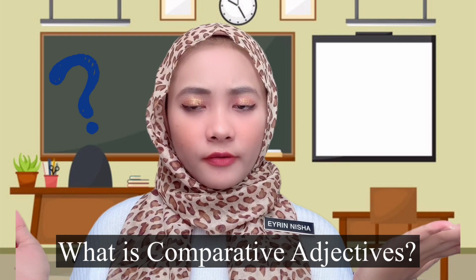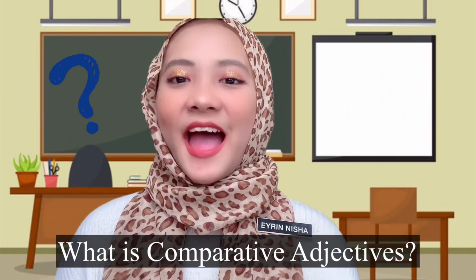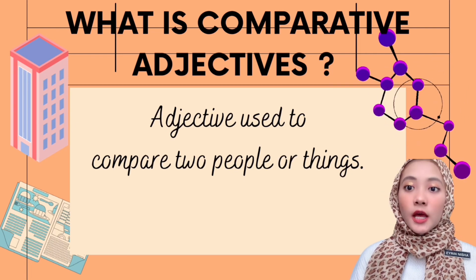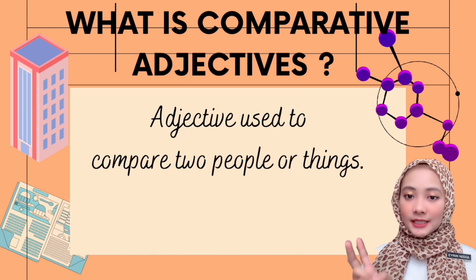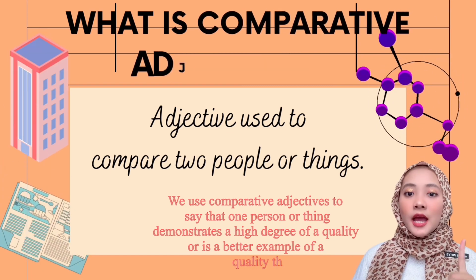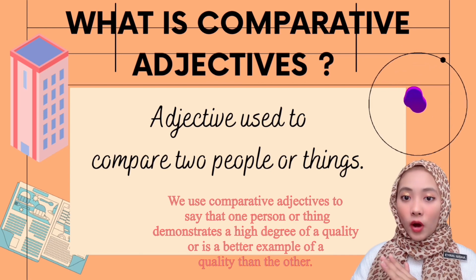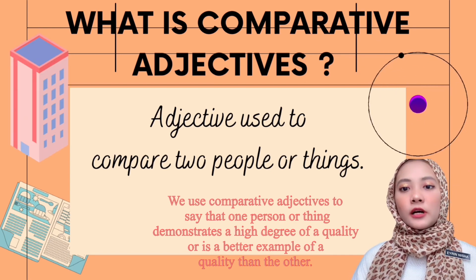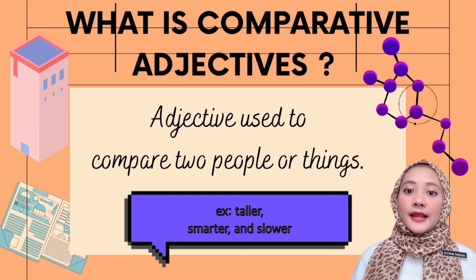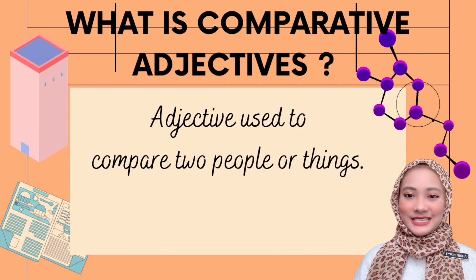Alright, first thing first. What do you know about comparative adjective? What is comparative adjective? I guess all of you must be really wondering, right? Okay, so now let's learn it together. A comparative adjective is an adjective used to compare two people or things. We use comparative adjective to say that one person or thing demonstrates a higher degree of a quality or is a better example of a quality than the other. Words like taller, smarter, and slower are examples of comparative adjective.